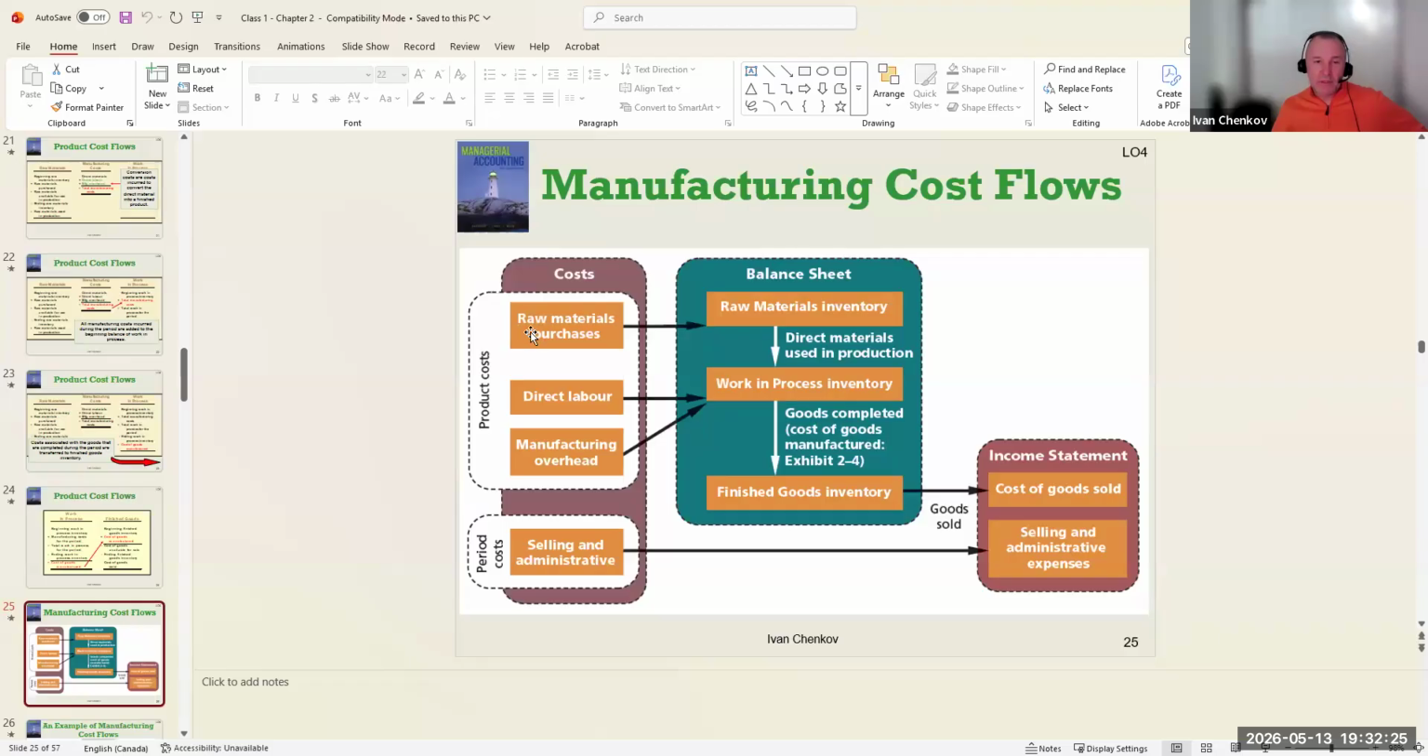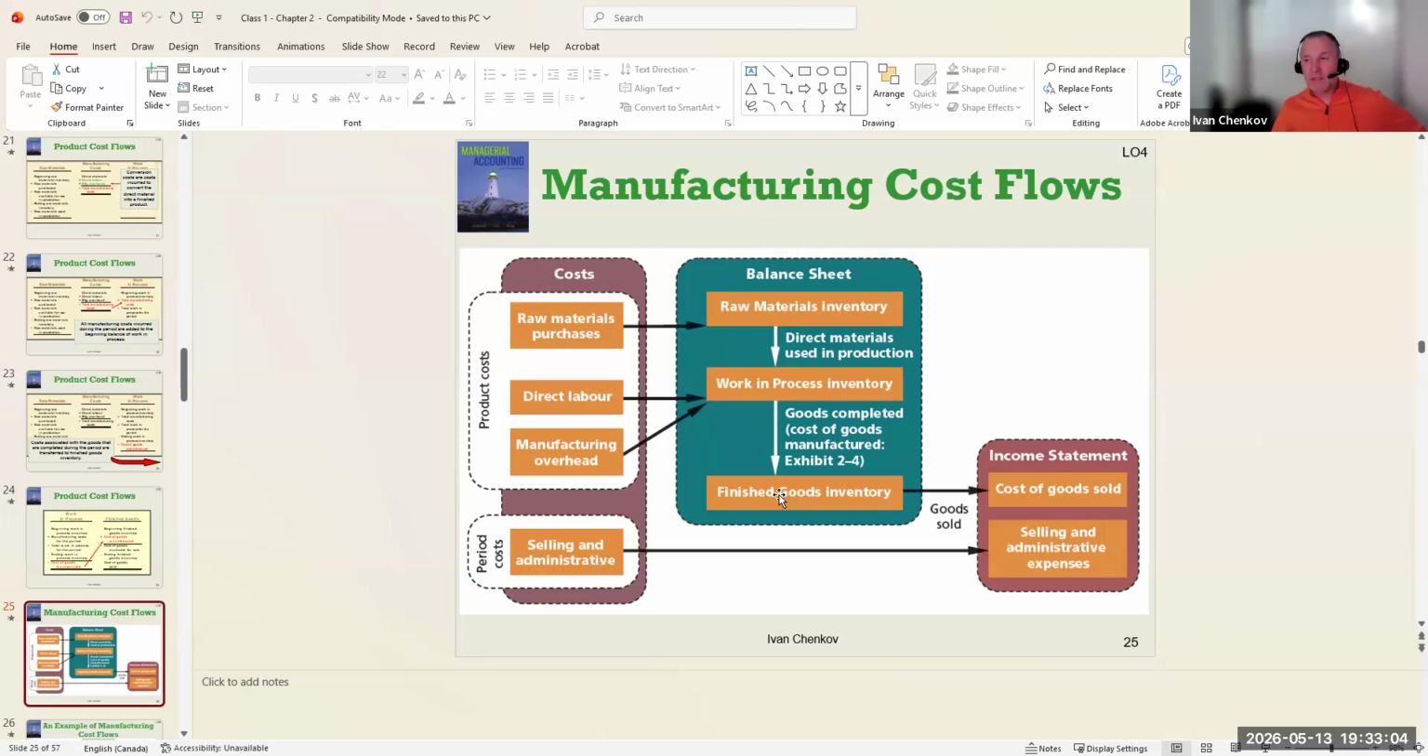First, we're going to start with the raw material. Raw material is going to go with the work in process account. The raw material, when we purchase it, that's going to be on the balance sheet. From the raw material, when we use it, we're going to go to work in process, which is also on the balance sheet. In the work in process, direct material has to meet direct labor and manufacturing overhead. Once that happens, we're going to have cost of goods manufactured. Cost of goods manufactured is going to move to the finished goods inventory, which is also on the balance sheet.